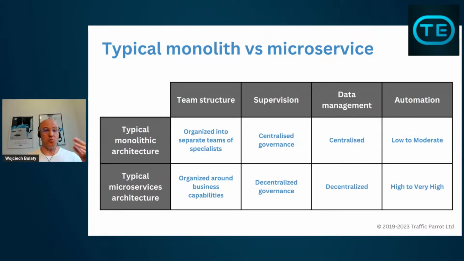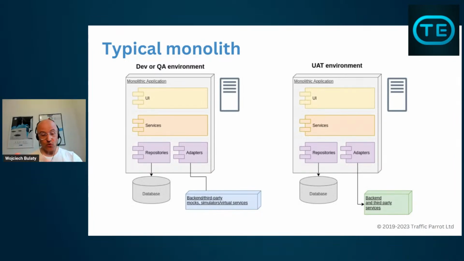Okay, so now that we know more or less what it means when I say a monolith or a microservice, let's have a quick look at how it could look in test environments, for example. So we've got a monolith here that's a big application running in a dev and QA environment on a virtual machine or bare hardware connected to a database. And these typical three layers, right? UI, services, repositories, and adapters, and it's connecting to some backend or third-party mocks, simulators, or virtual services. And you might have another environment, the UAT environment, that's connected instead of to the mock simulators or virtual services, it will be connected to the real backend or third-party services.